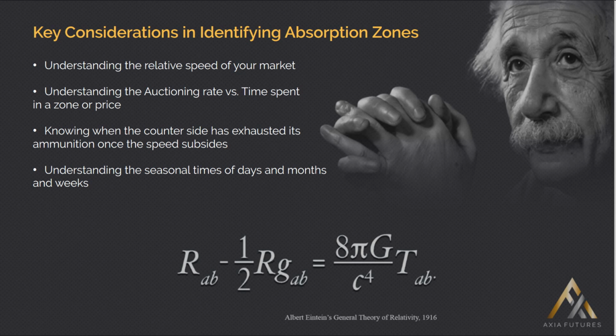Well, that is one of your first key considerations. Understanding the relative speed of the market is so important in determining whether there's an iceberg order or not. And also understanding the auctioning rate versus time spent.